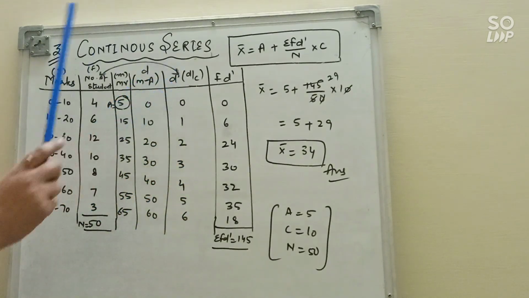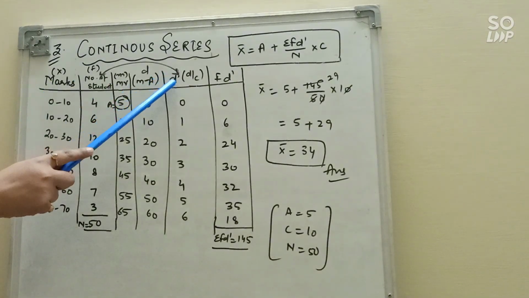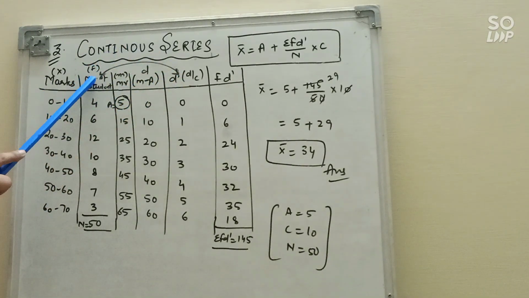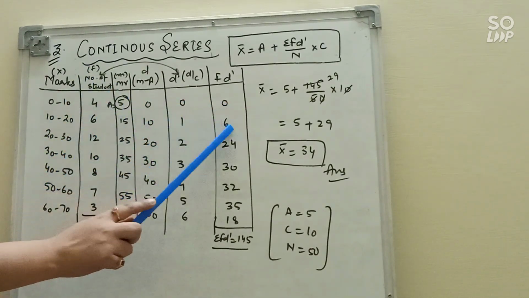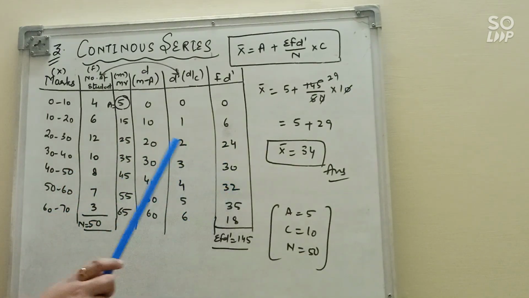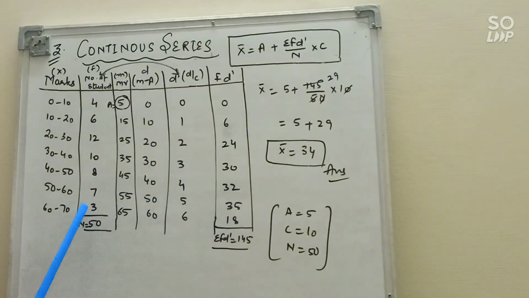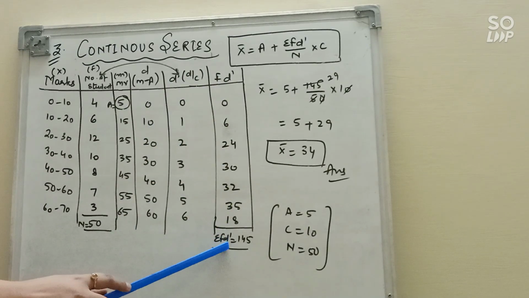Clear? So after calculating D dash, if frequency is given, and frequency is given in discrete series and continuous series, whenever we have frequency, you will multiply it with the frequency column. So calculate: 4 into 0, 0; 6 into 1, 6; 12 into 2, 24; 10 into 3, 30; 8 into 4, 32; 7 into 5, 35; 3 into 6, 18. After calculating FD dash, now take the total of this column, that is sigma FD dash is equal to 145.